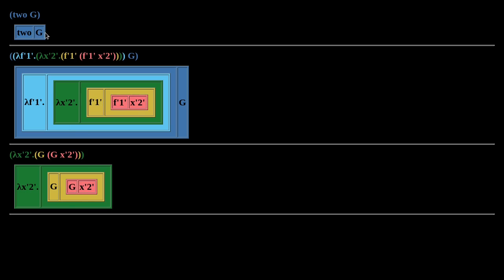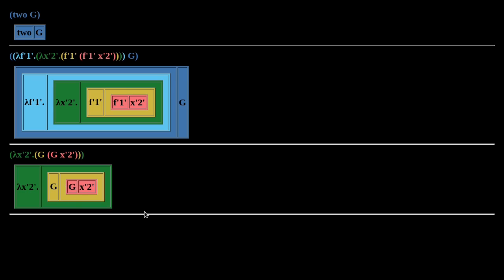Now, in this case, g is just a free variable, so when I substitute g in for the function here, we just get lambda x dot g x. And this is why 2 is really twice. What 2 means in church numerals is do it twice, apply the g function twice.